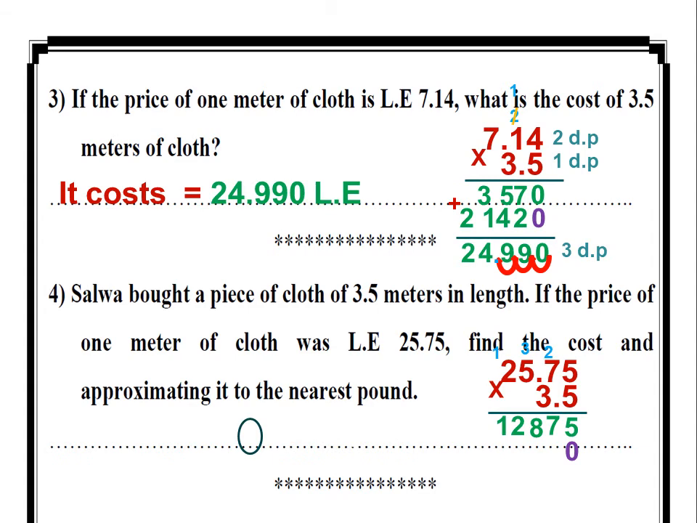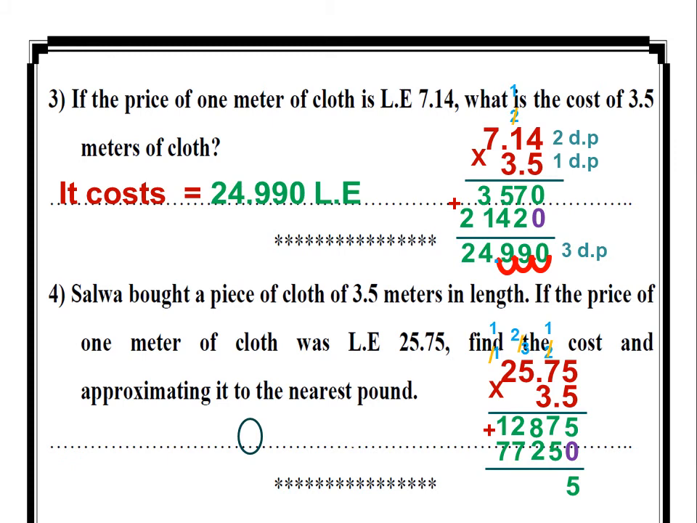Okay, I put a blocking 0. 3 times 5, which is 15. 5 and carry up the 1. 3 times 7, which is 21, plus 1, which is 22. 2 and carry up the 2. 3 times 5, which is 15, plus 2, 17. 7 and carry up the 1. 3 times 2, which is 6, plus 1, which is 7.